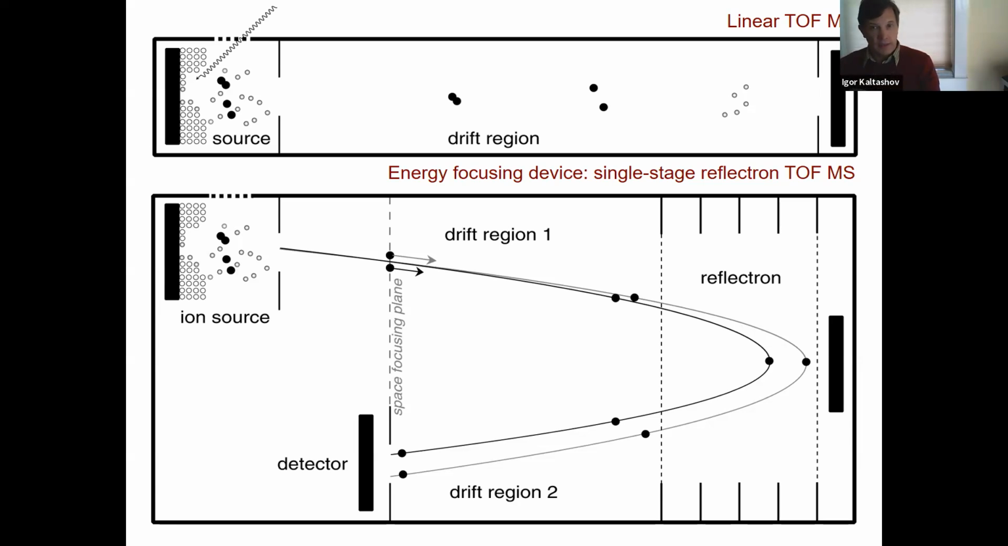So reflectron is a very nice name because it's self-explanatory. What it means is that you are not making a detection immediately, but instead you place an electrostatic mirror here at the end of the instrument. So this is a region with decelerating potential. And so decelerating potential in absolute terms is actually slightly higher than accelerating potential. And so what it does, it makes your ions make a U-turn.